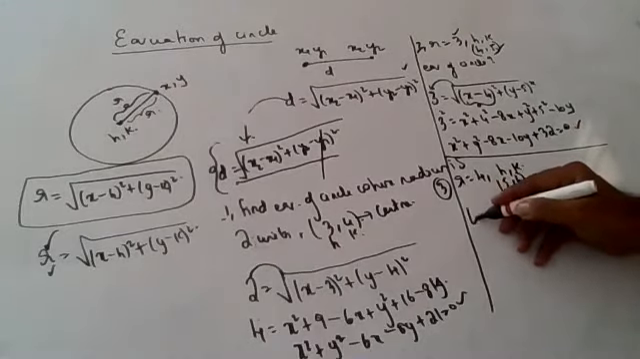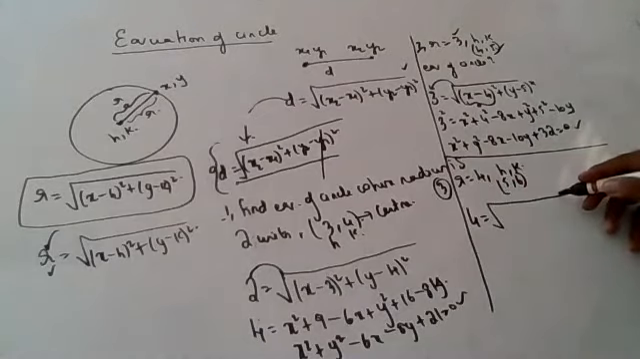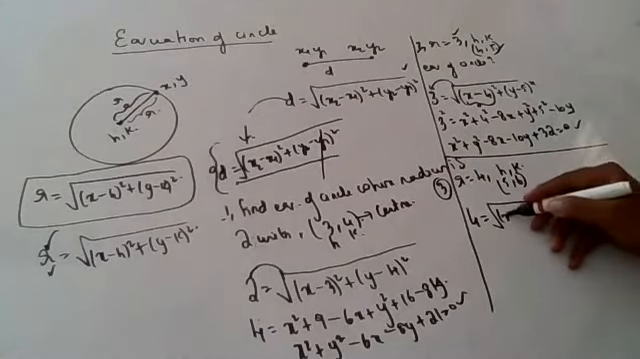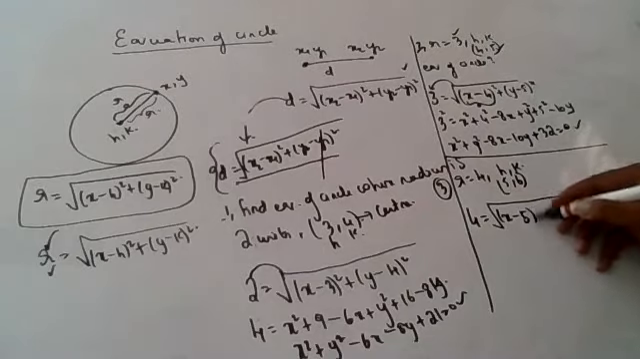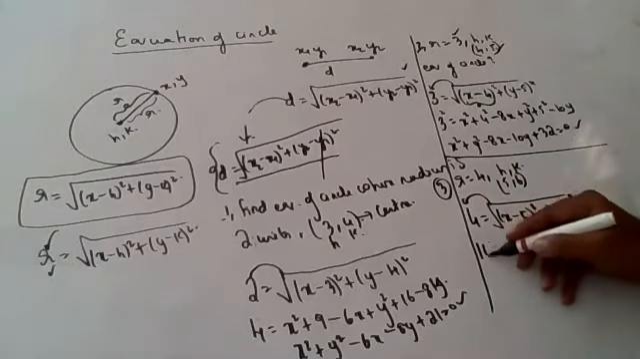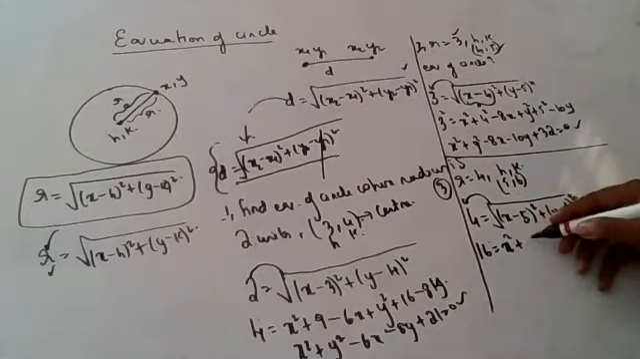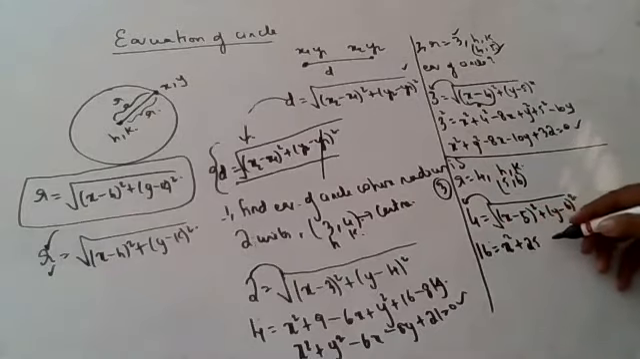Yes, sir. 4 is equal to the root of (x minus 5) whole square plus (y minus 6) whole square. Okay, the root comes here. 16 is equal to x square minus 25, minus 10x.